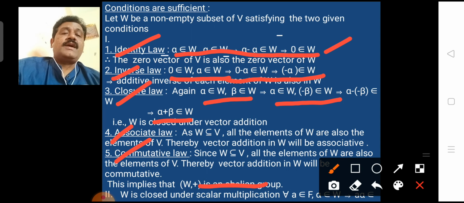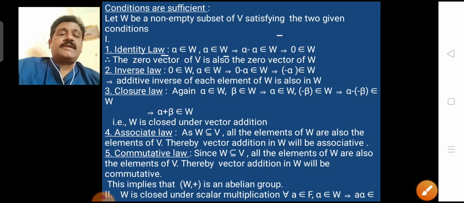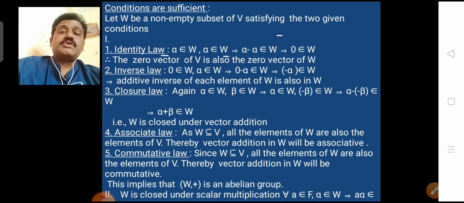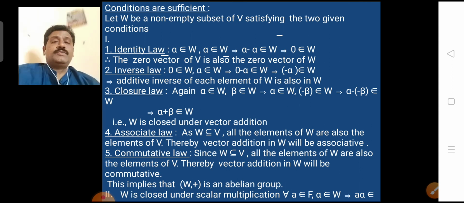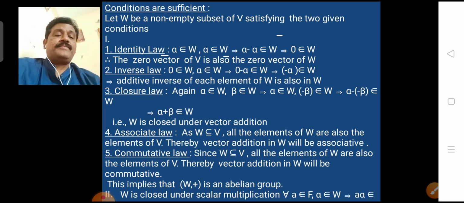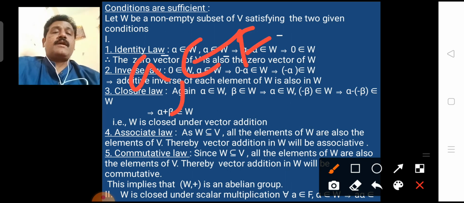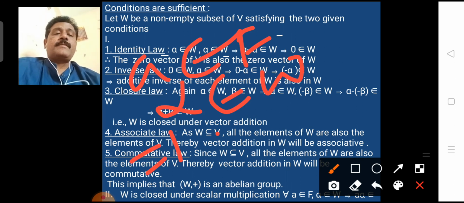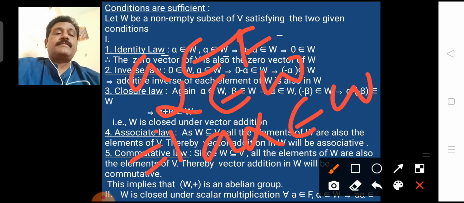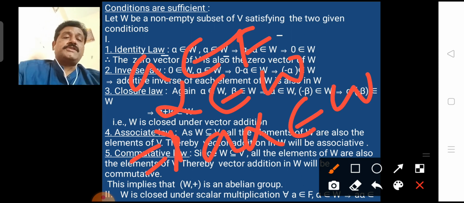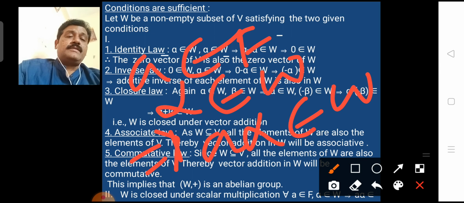And the second property we have to prove is that W is closed under scalar multiplication. From the condition 2, namely a belongs to F and alpha belongs to W implies a alpha belongs to W. From this condition 2, this implies W is closed under scalar multiplication.